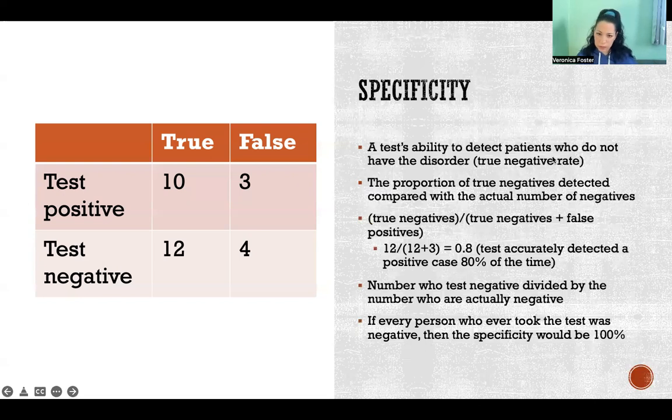Okay, then specificity is looking at it the opposite direction. It's looking at the other way. So it's a test's ability to detect patients who do not have the disorder.